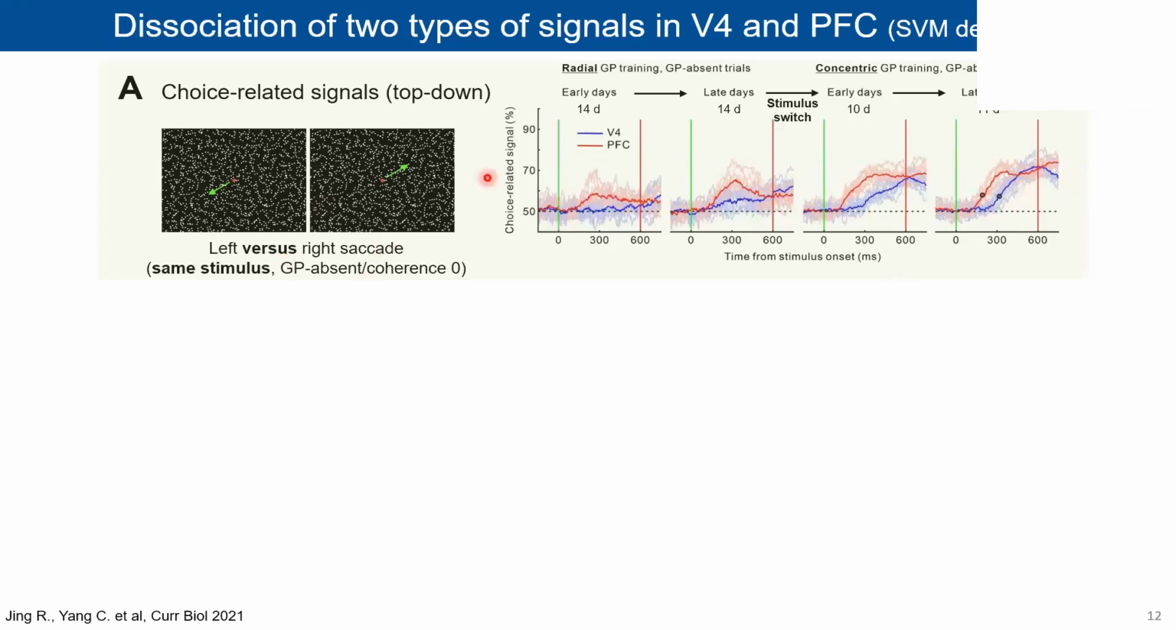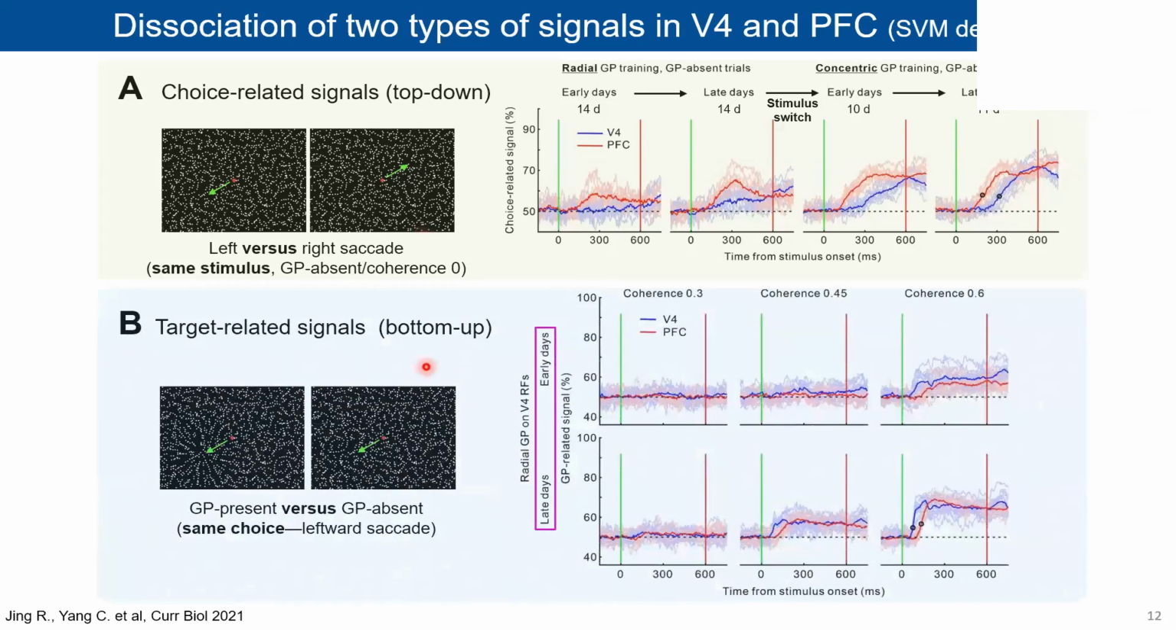By controlling for the choice-related signals, we could further dissociate the neural signals specific to the glass patterns, that is the target-related signals. In this case, we compared two conditions in which the target was present versus the target absent, but the animals always selected the same location. In this case, the choice-related signals were completely removed. Based on V4 and PFC responses, we used the SVM to decode these two stimulus conditions. In both V4 and PFC, the target-related signals increased with the glass pattern coherence.